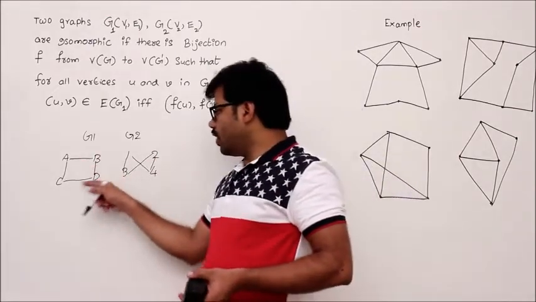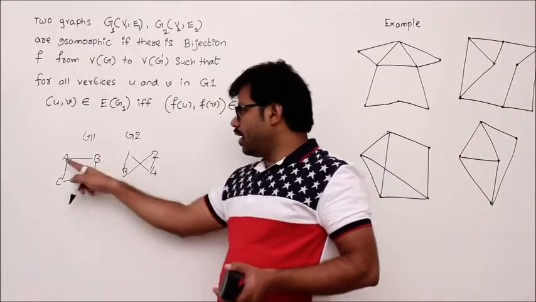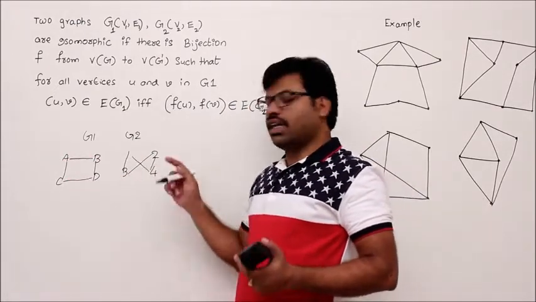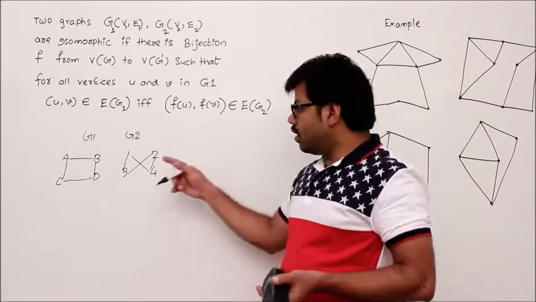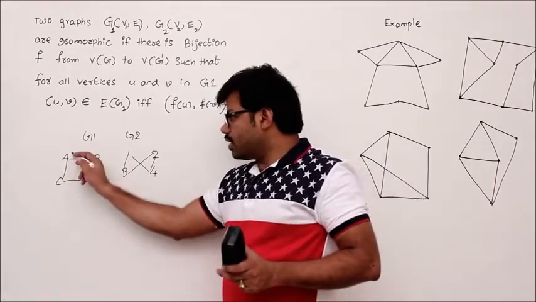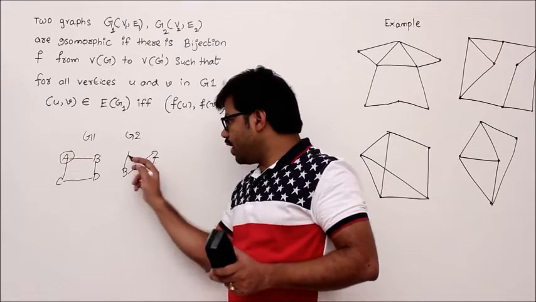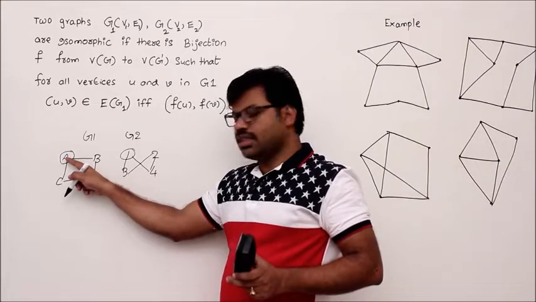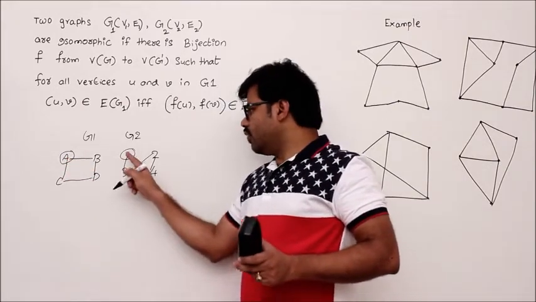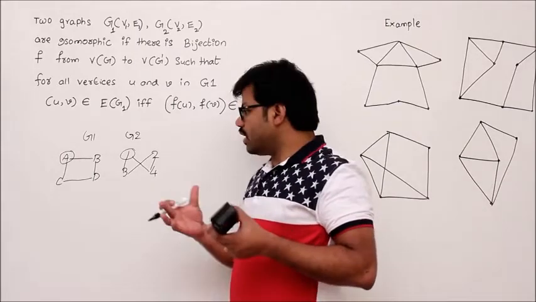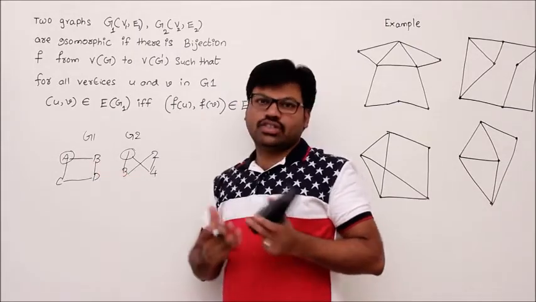Here there are four vertices, and every vertex is connected to two other nodes. Here also every vertex is connected to two other nodes, and not more. If you have a vertex A, in the same way we have vertex 1, that means whatever vertex A is doing, for example vertex A is adjacent to two vertices, in the same way this vertex is also adjacent to two vertices. Then we say that these two graphs are isomorphic.